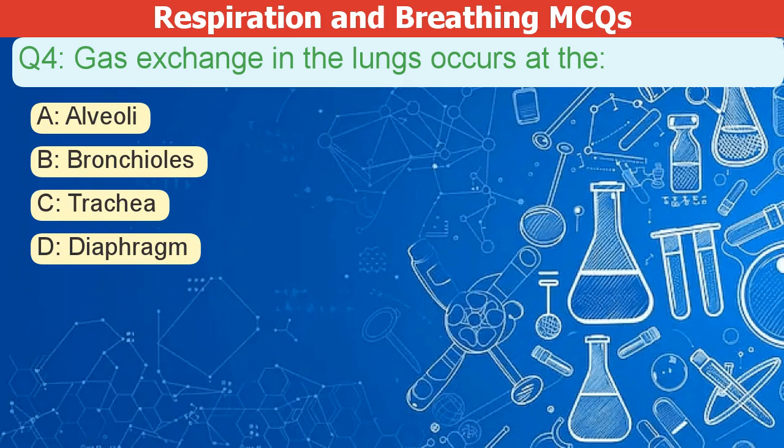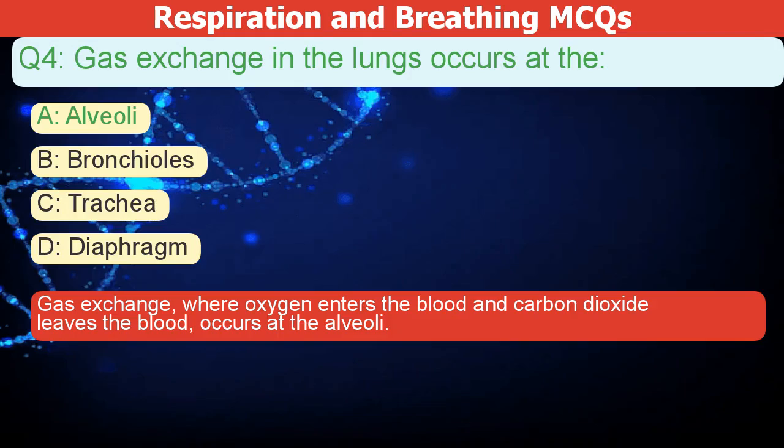Gas exchange in the lungs occurs at: A. Alveoli. B. Bronchioles. C. Trachea. D. Diaphragm. The correct answer is A. Gas exchange, where oxygen enters the blood and carbon dioxide leaves the blood, occurs at the alveoli.